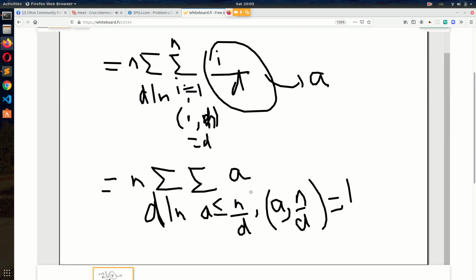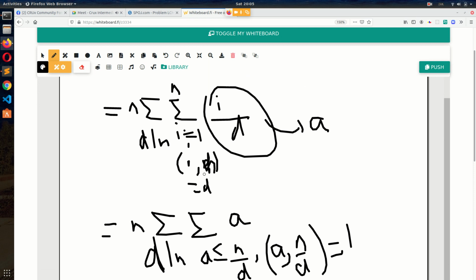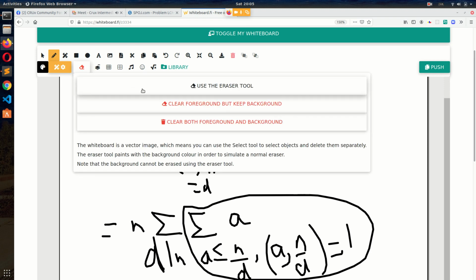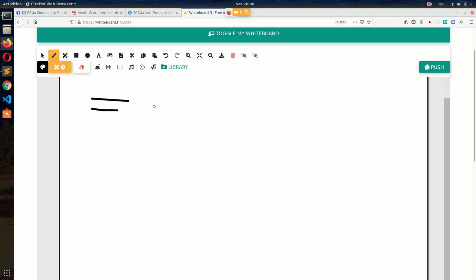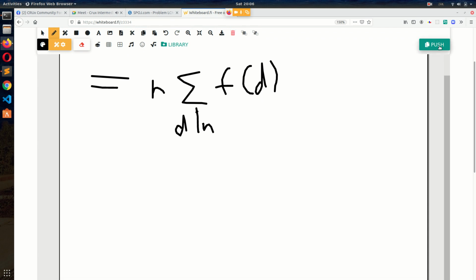So let's do one thing. We express this entire thing as some function f of d, basically. Okay, so I'll erase this part again. I hope you guys noted it down. So this becomes the sum over d dividing n of f of d here. All right. And now how do we calculate this f of d value? That's the entire problem now.